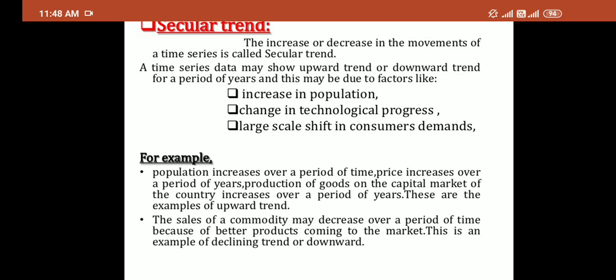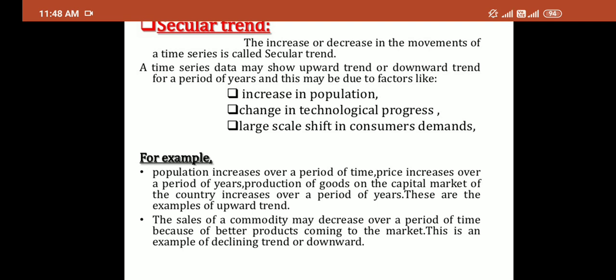And also, we have discussed the components of time series. There are four components. One is secular trend or long term movement. Second is periodic movement or short term fluctuations. Under this, again two categories: seasonal variation and cyclical variation. Third is random or irregular variation.